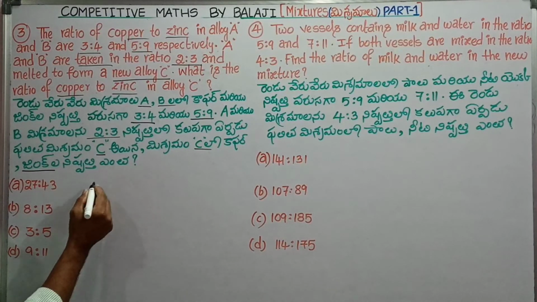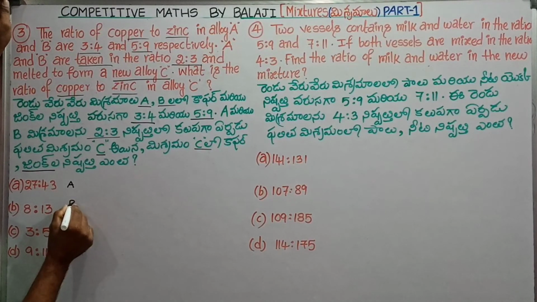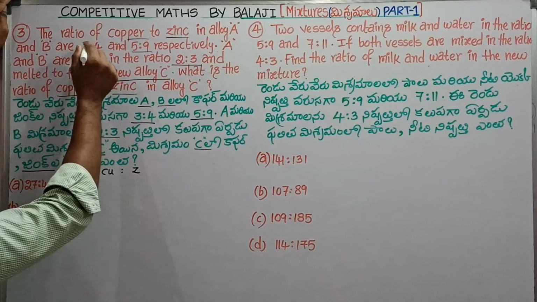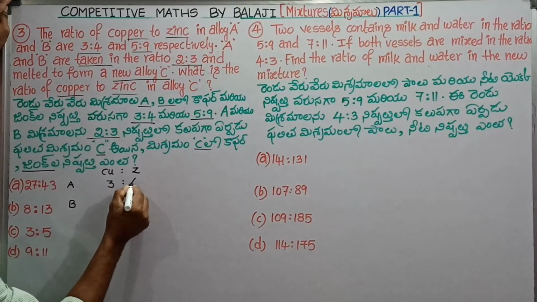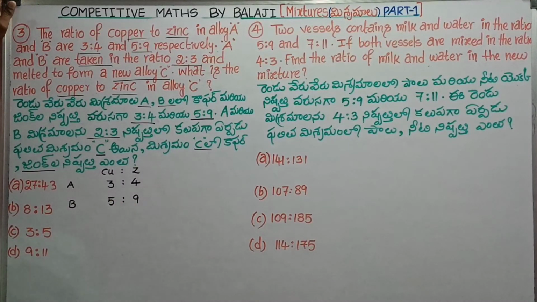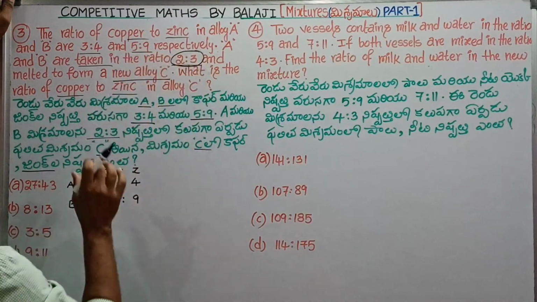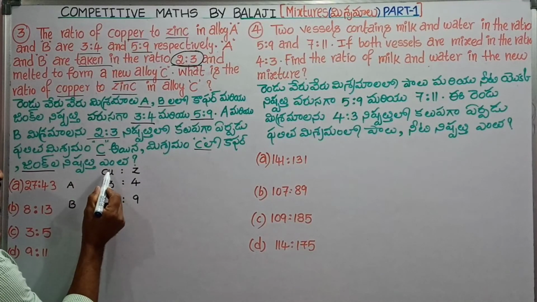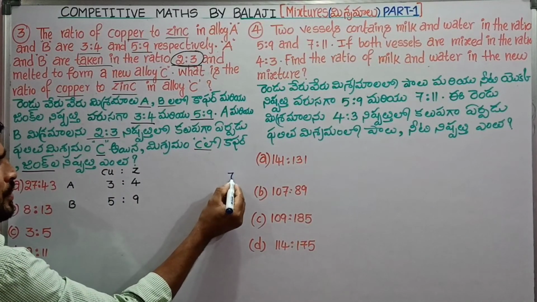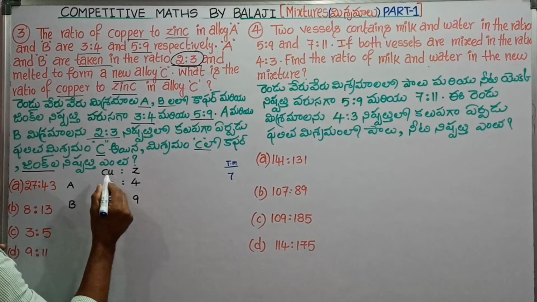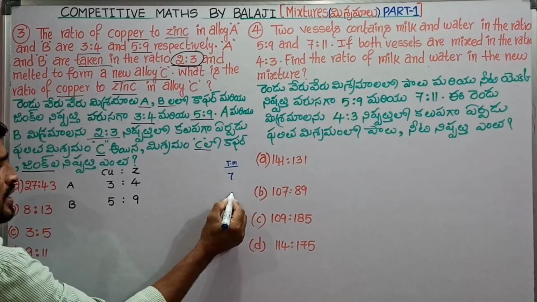Yes. We have alloy A and B. The ratio of copper to zinc in alloy A is 3:4 and that is 5:9 in alloy B. We have to mix these two mixtures in 2:3 ratio. In alloy A, we have 3 units of copper, 4 units of zinc. Total is 7 units. In alloy B, we have 5 units of copper and 9 units of zinc. Total is 5 plus 9, 14 units.